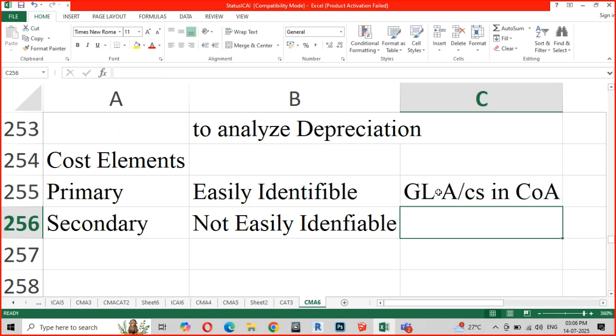Simple general ledger accounts in your operational chart of accounts. And this is the way it is through the primary cost element that your finance module talks to the CO module.